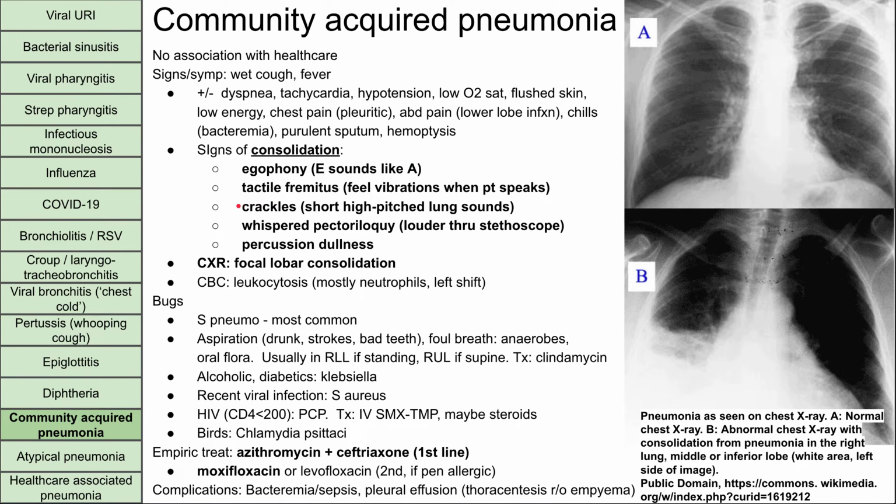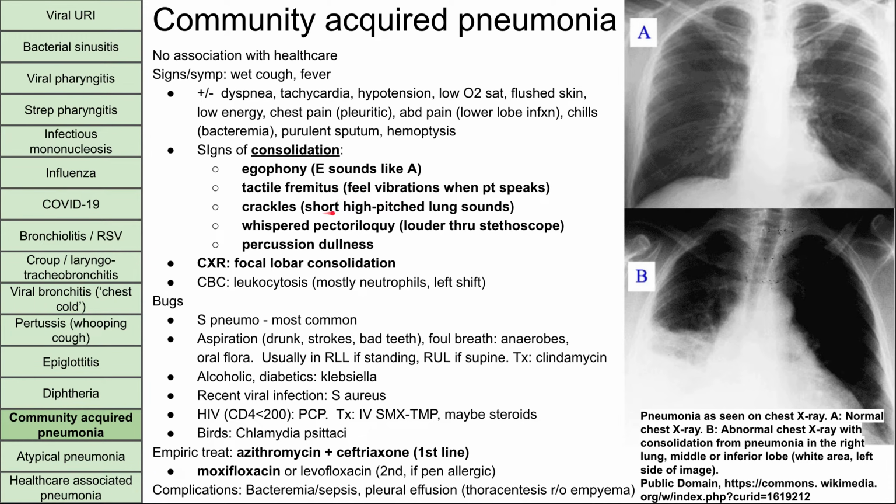You can also have tactile fremitus. This is if you were to place your hand over an affected lobe and ask the patient to speak, you would feel vibrations in that hand. That's, again, sound waves being transmitted better through the solid lobe of the lung filled with fluid and bacteria than it would if the lobe of the lung was filled with air, as in a healthy patient without pneumonia.